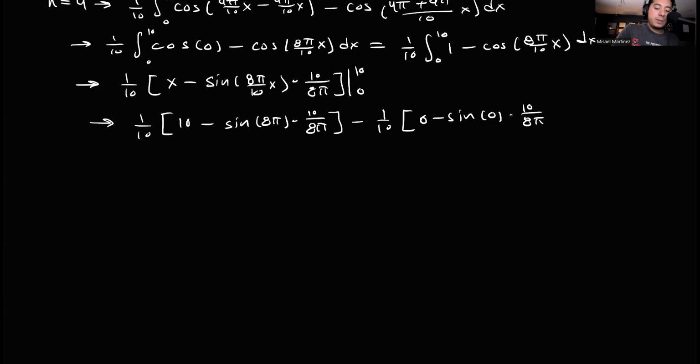So this is how it should look, right? Once again, sine of 0 is 0, sine of 8 pi is 0, and we're left with 10 over 10, which means that B4 is equal to 1.